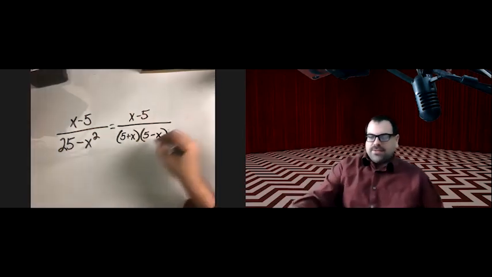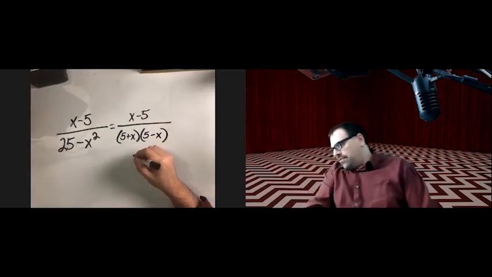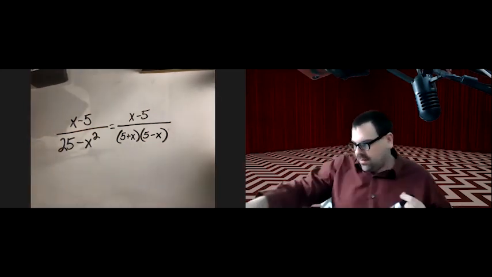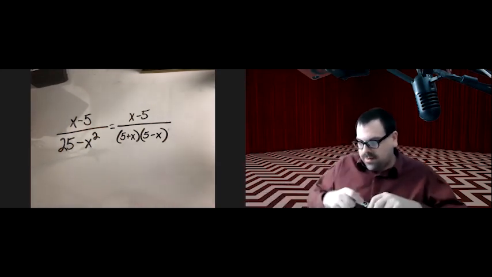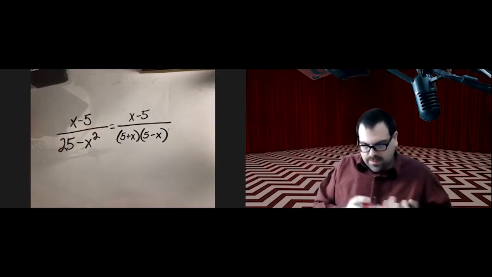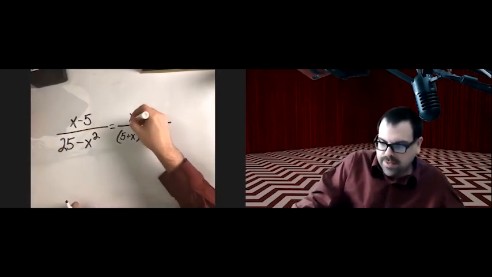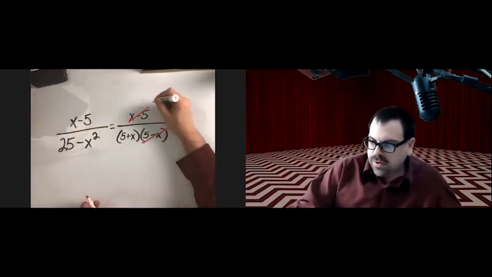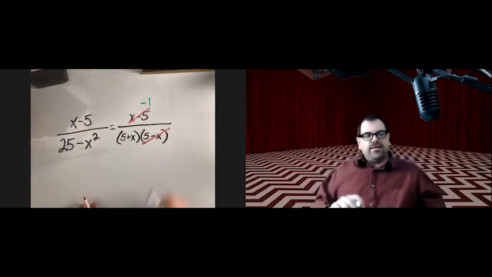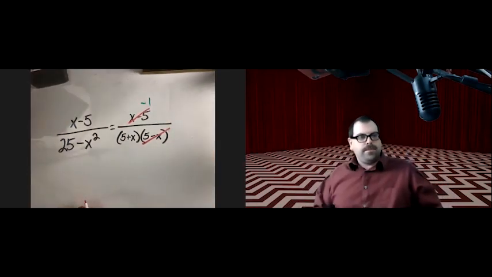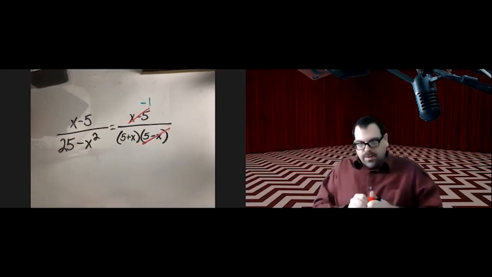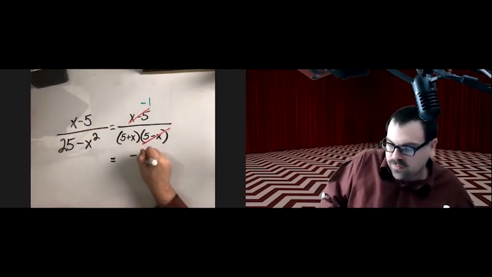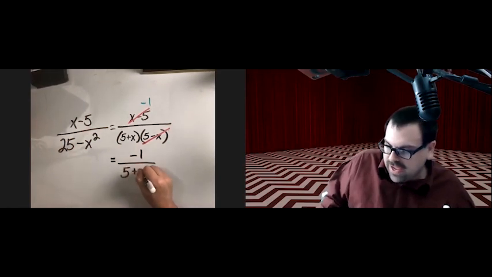We can't actually cancel x minus 5 and 5 minus x unless we cancel them and leave over a negative 1. Then this would become negative 1 over 5 plus x.